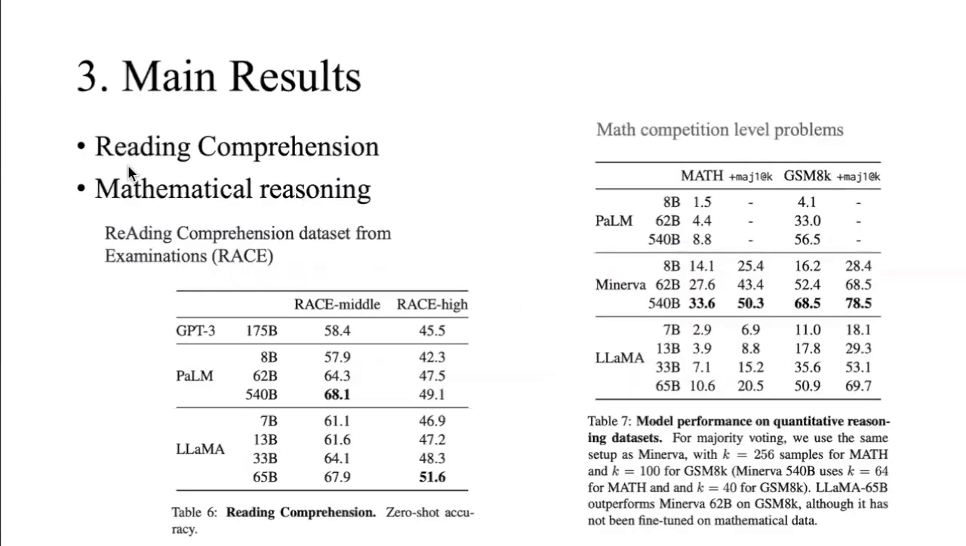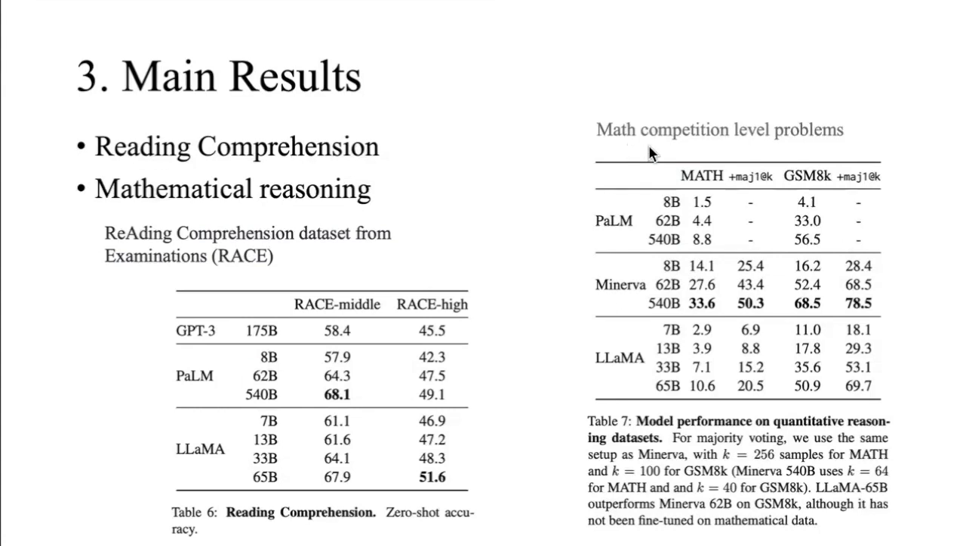So the next one is on reading comprehension. This is a comprehension data set for exams. You give a passage of English paragraphs, and then there are multi-choice Q&As to see whether you have fully understood that paragraph. This is like middle school and high school exams. And you see that the LLaMA model seems to have comparable performance to the Pathways model, like 540 billion here.